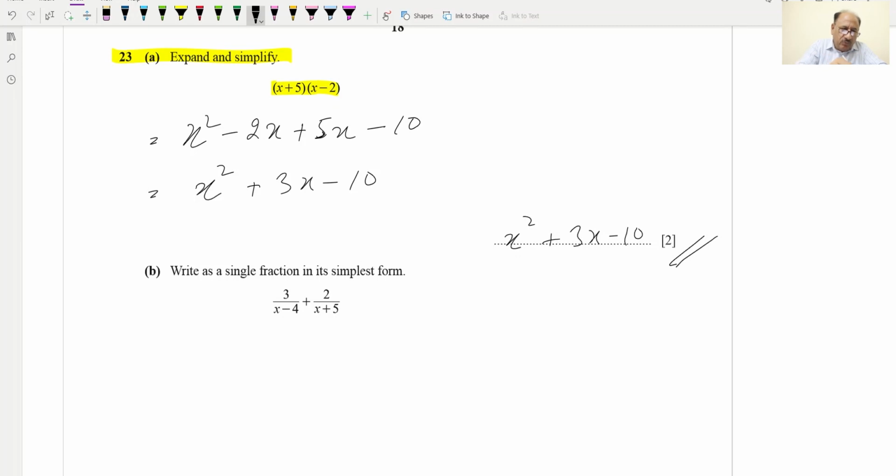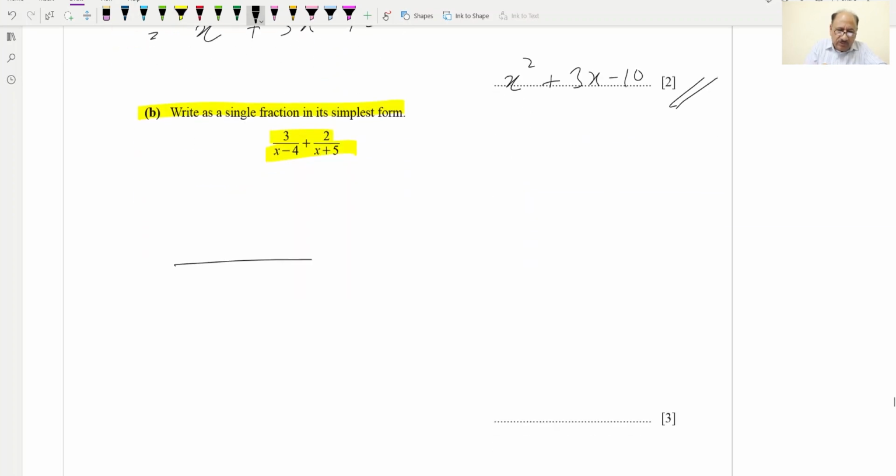And now we have to write this B part as a single fraction, in simplest form. So the easiest way to solve these type of questions is to take a fraction, write these two denominators as LCM, x minus 4 and x plus 5. And now what you will be doing, you will be taking this numerator and this denominator and write here 3 into x plus 5 and copy this middle sign, which is plus in this case, so I'm writing plus, and after that write this numerator and this denominator 2 into x minus 4.